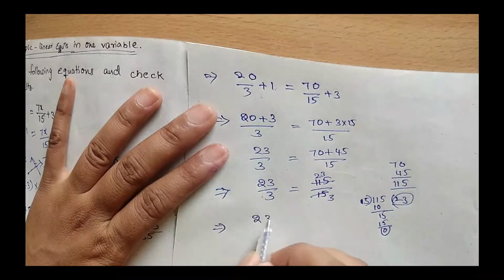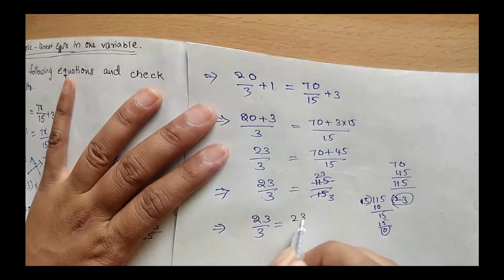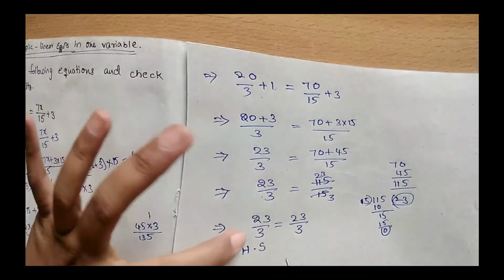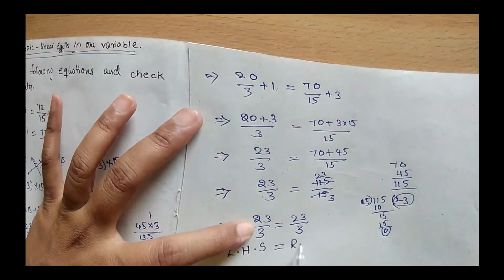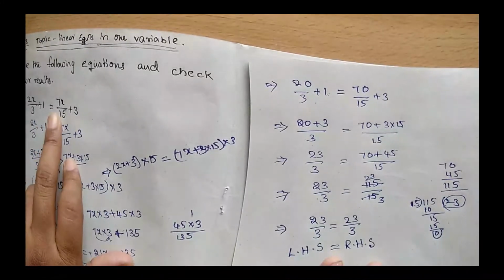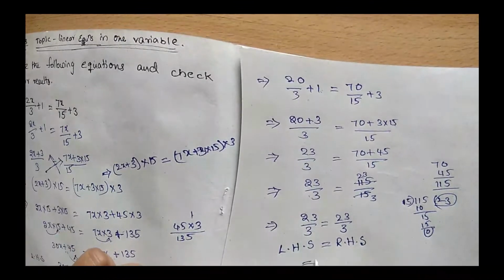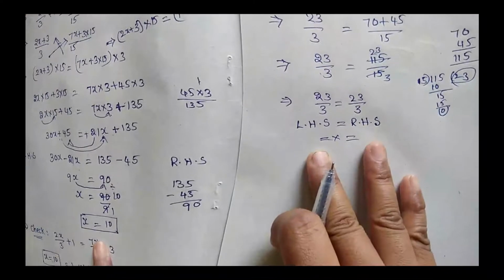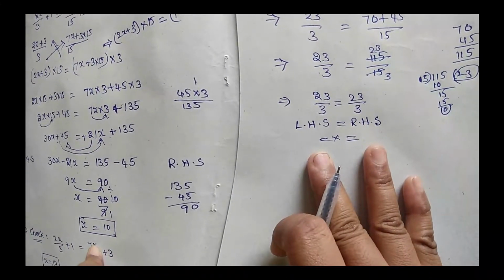Now 23 by 3 equal to 23 by 3. So the left hand side answer must be equal to the right hand side for the given linear equation in one variable. So we have proved it as required. The answer x equal to 10 is the correct answer for this question.